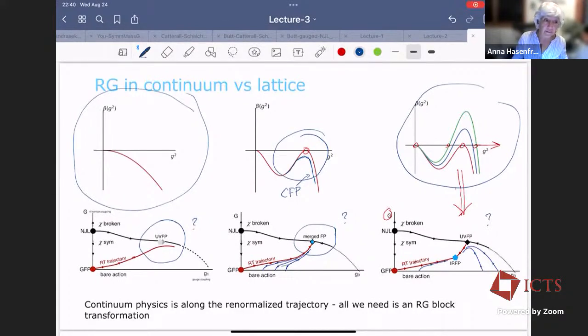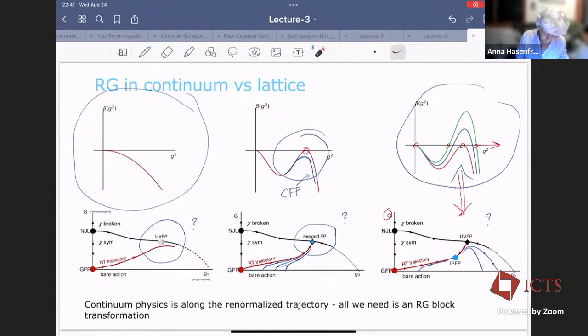So how can we test? The idea is that continuum physics is what we have on the renormalized trajectory. So we want to calculate numerically what happens on the renormalized trajectory, and perhaps even identify the fixed point and the phase that is on the strong coupling side of the fixed point. If we can do that, then we should be able to recover the one-dimensional beta functions that we understand a little bit better.